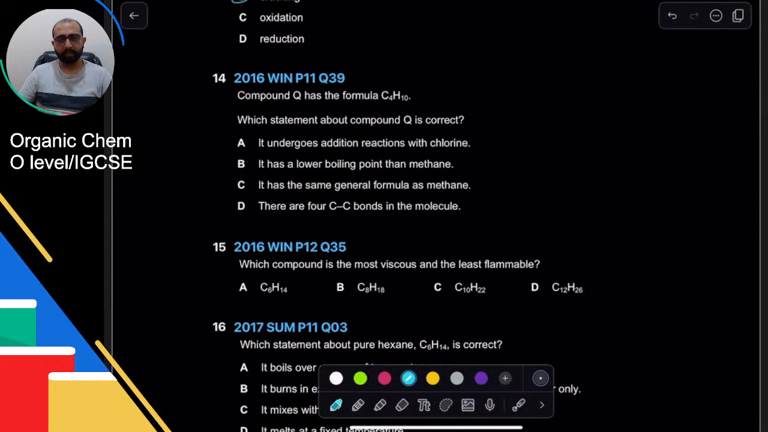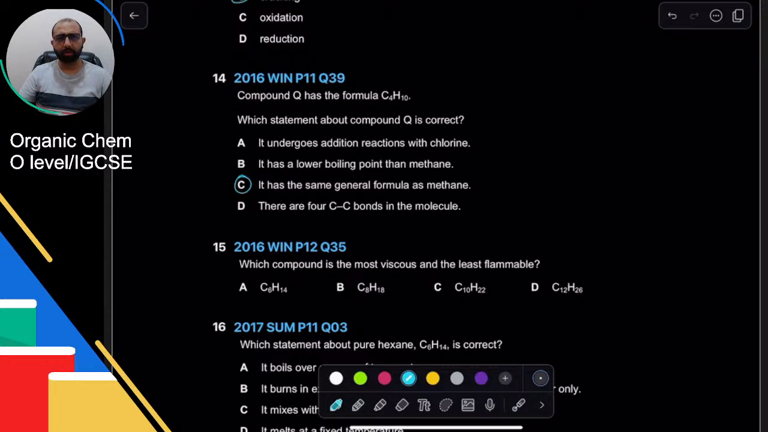Compound Q has formula C4H10. It could be butane or its isomer. Which statement about compound Q is correct? It undergoes addition reaction with chlorine. No, because it will be a substitution reaction. It's an alkane. It has a lower boiling point than methane. No, methane is a smaller molecule, same homologous series, lower boiling point. It has the same general formula as methane. Yes, because it is an alkane after all. This is true. There are 4 carbon-carbon bonds in this molecule.